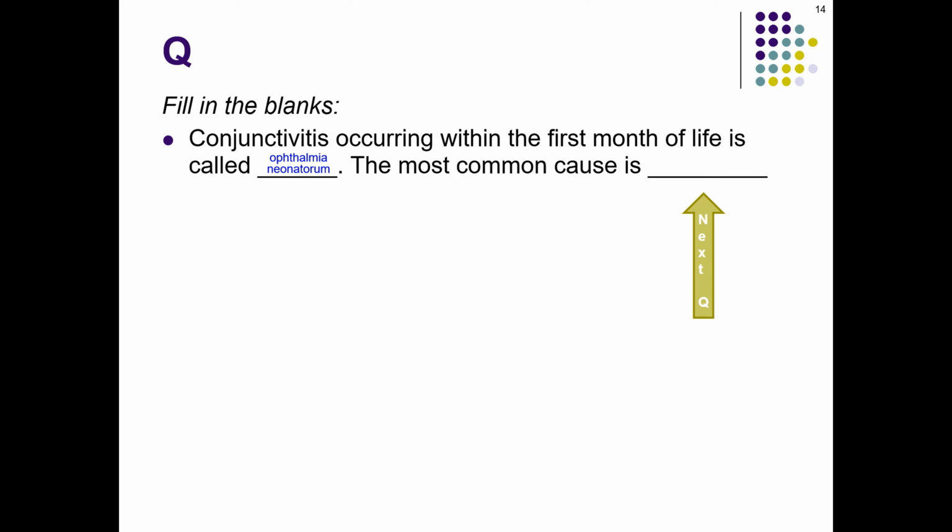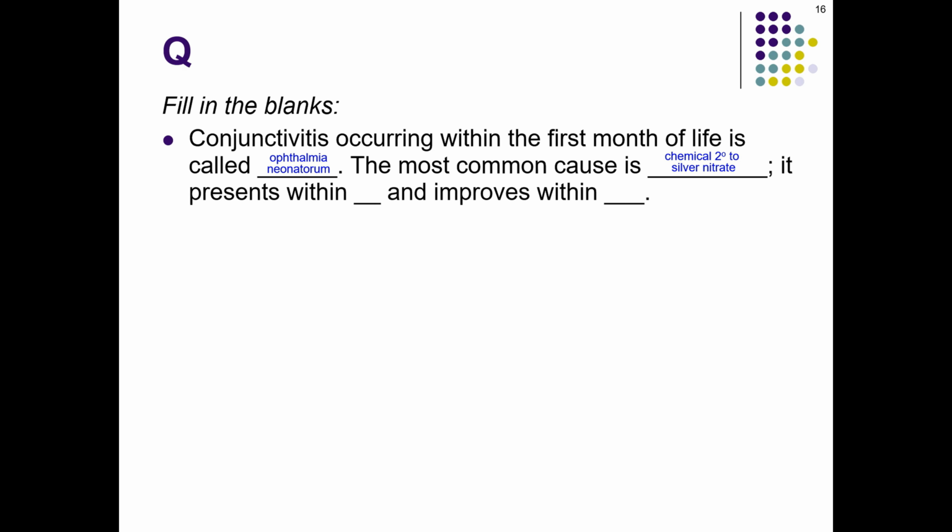So as we said, conjunctivitis that happens during the first month of life is called Ophthalmia Neonatorum. The most common cause is chlamydia, no. Gonorrhea, no. It is chemical, secondary to the silver nitrate. And this presents usually within the first 24 hours and improves within 48 hours.